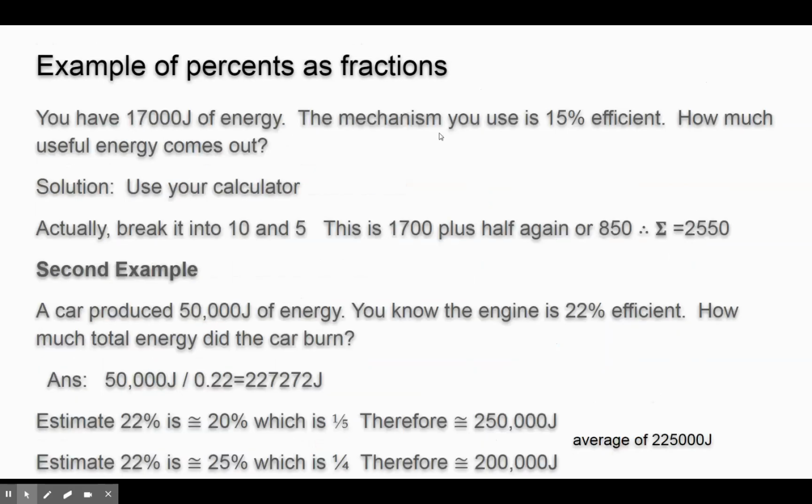So you have 17,000 joules of energy. The mechanism you use is 15%. How much useful energy comes out? Solution, you would use your calculator, right? No. You can do 15% in your head. Watch. Just take 10% and 5%. 10% of this number is easy. It's 1,700. Then 5% would be half of it again, 850. Add them up in my head, 2,550.